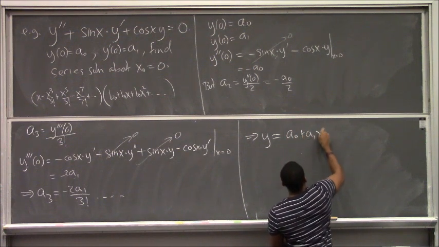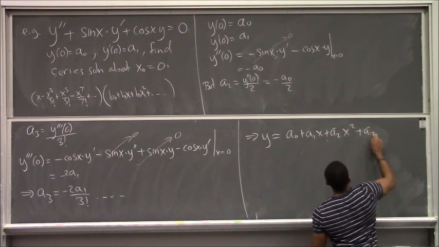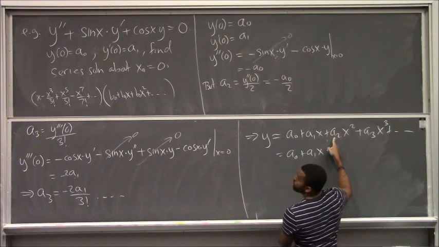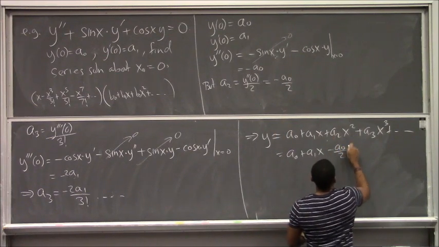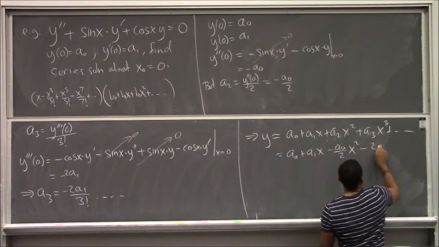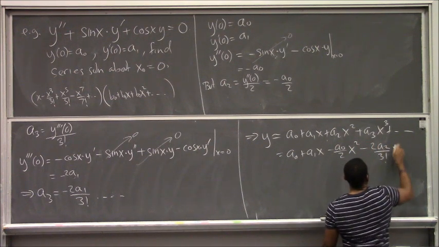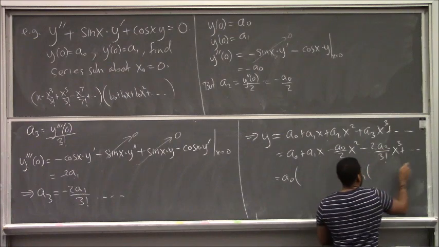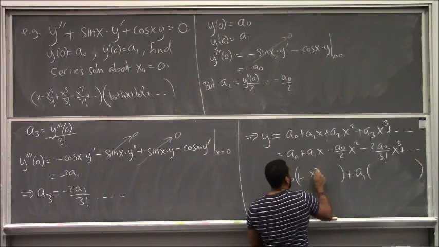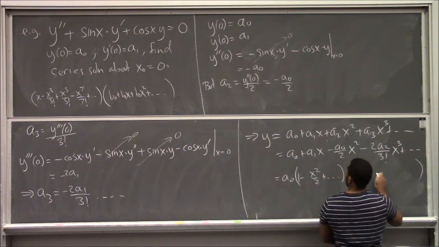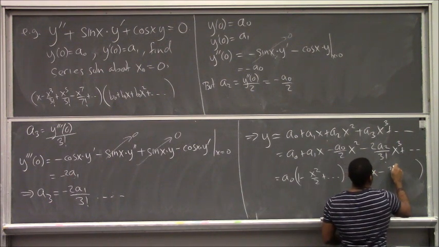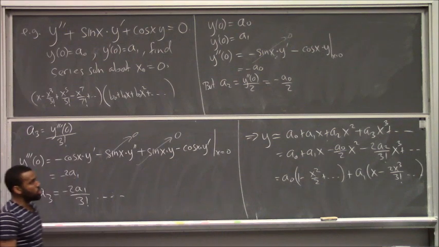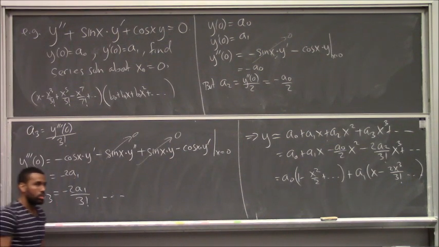a0 plus a1x plus a2x squared plus a3x cubed plus dot dot dot. Well, that's just a0 plus a1x. a2 is actually minus a0 over 2 times x squared. a3 is minus 2a1 over 3 factorial times x cubed, and so on. And I could start even separating them. Literally build up a power series solution using Taylor's formula. So that's just another nice way.